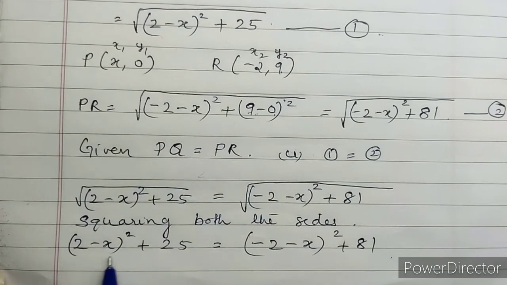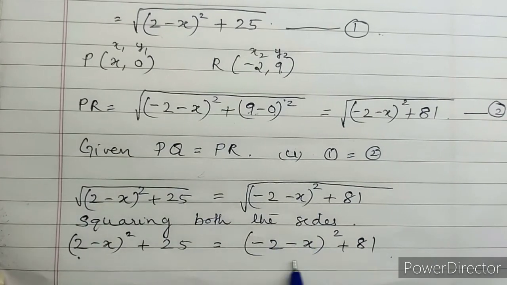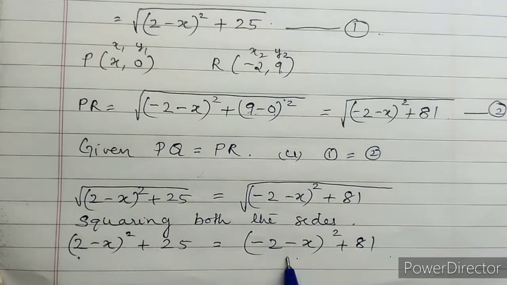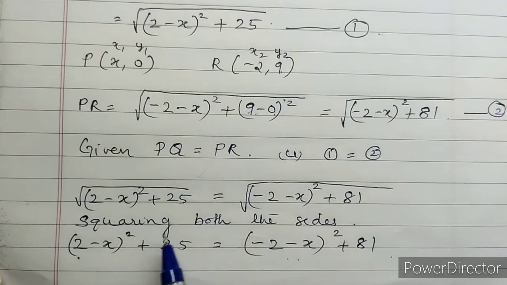Open it by using the identity here. Here also you can use the identity. Then add or subtract the like terms, or if cancellation is possible, do it. Then with the remaining terms you have to find the x value. I will just show you the calculation.